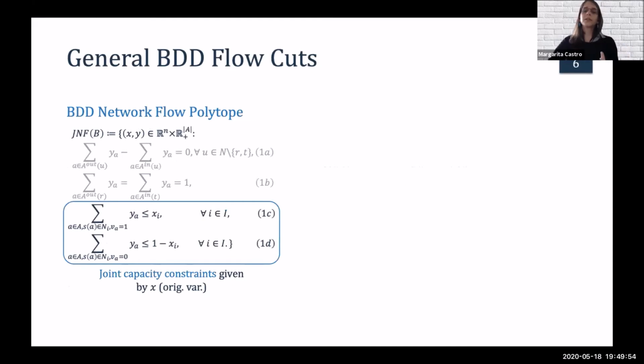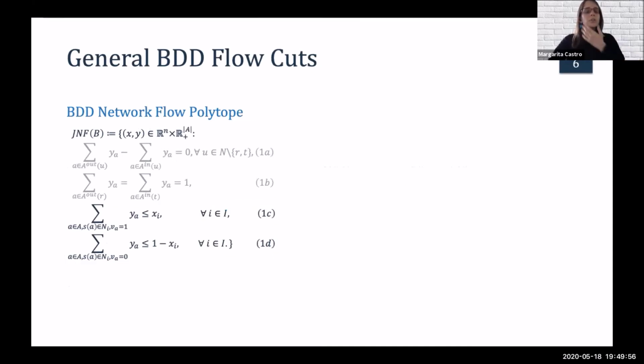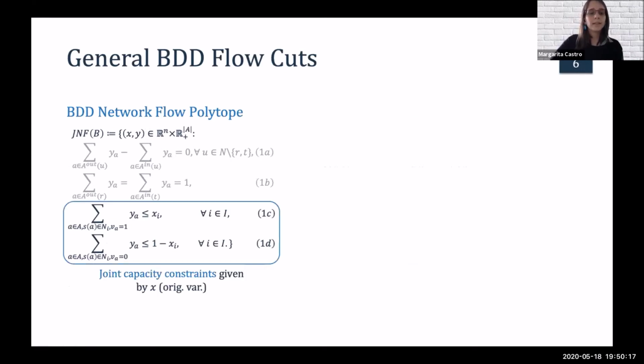Now that I showed this very general procedure, I'm going to show how we can obtain a first inequality to lift, also using decision diagrams. The main idea is to represent all the solutions of the BDD using a network flow polytope. Here we have the original variables x, and the y variables that are the flow variables passing through the diagram. And this is the important part that is different from other cutting plane procedures based on decision diagrams: we relate the flow variables with the original ones using what we call joint capacity constraints.